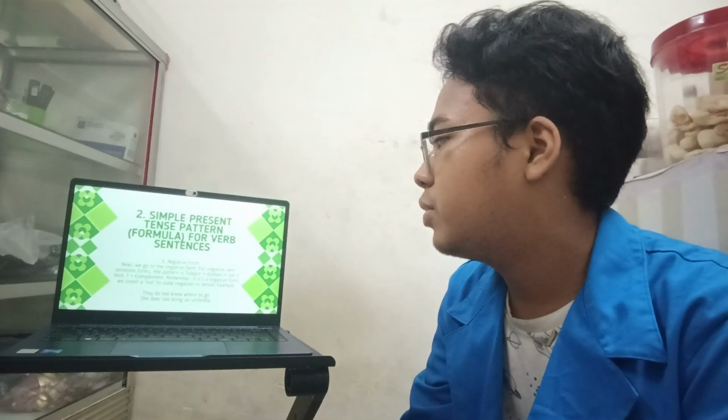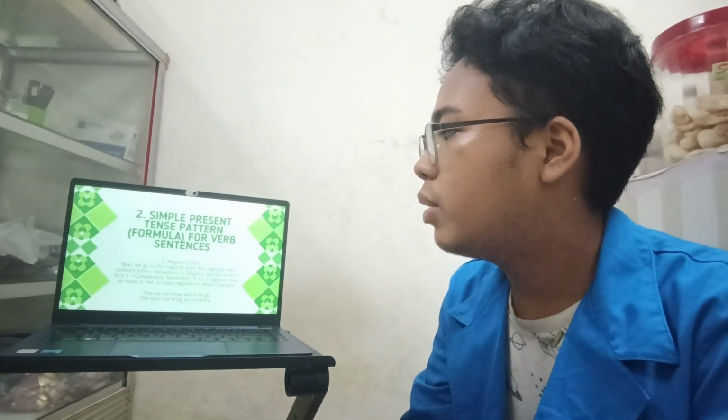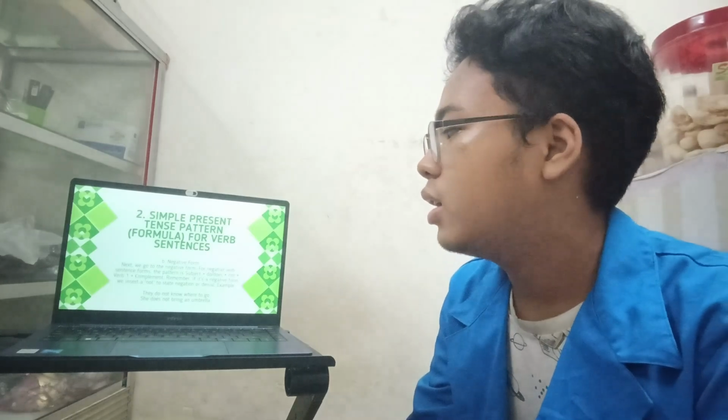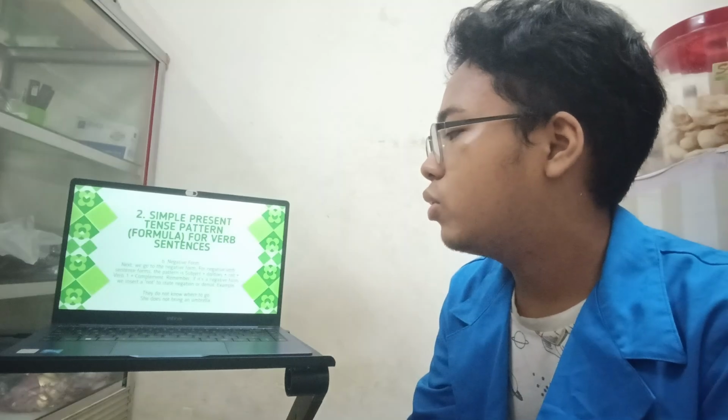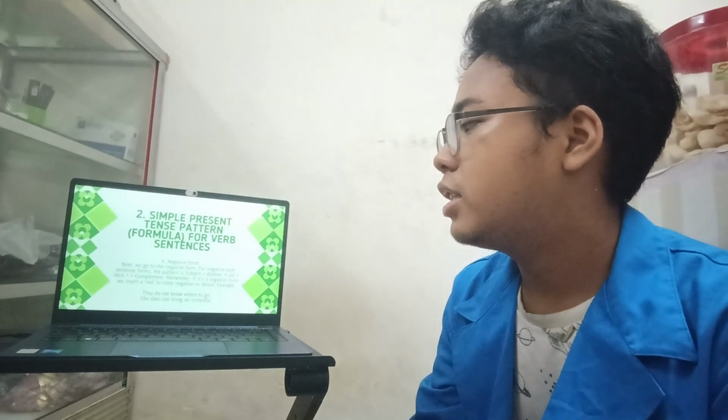Next one is negative form. For negative verb sentence forms, the pattern is subject plus do or does plus not plus verb 1 plus complement. Remember, if it's a negative form, we insert a not. It states negation or denial. For example, they do not know where to go. Or she does not bring an umbrella.